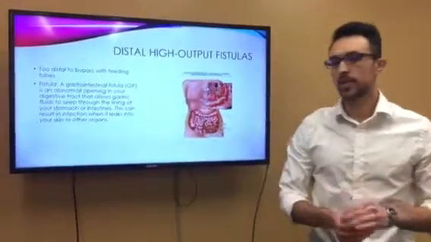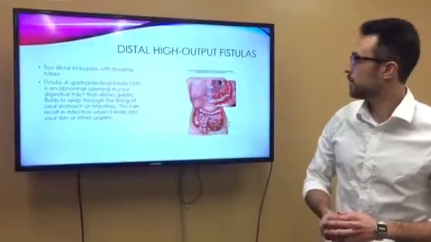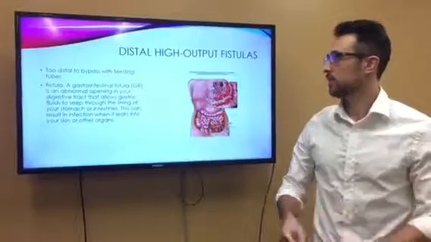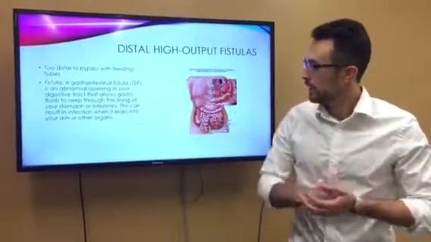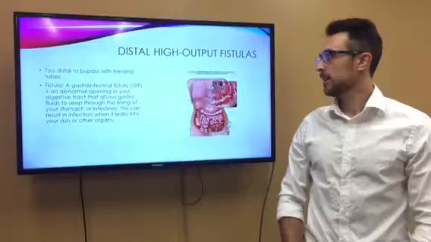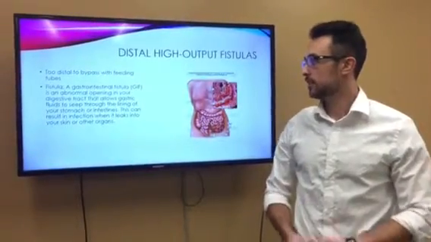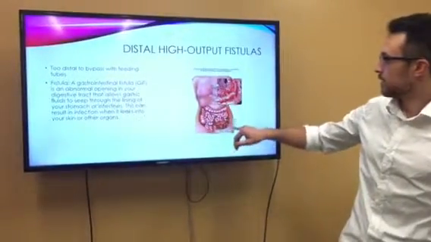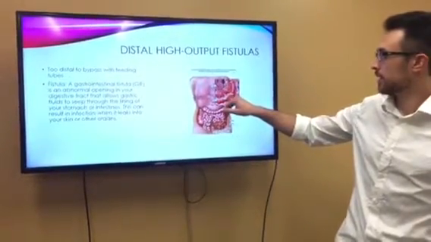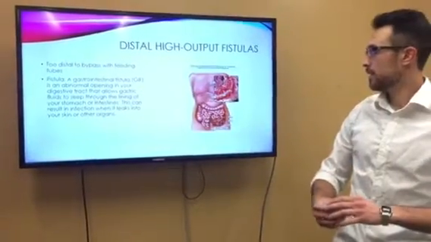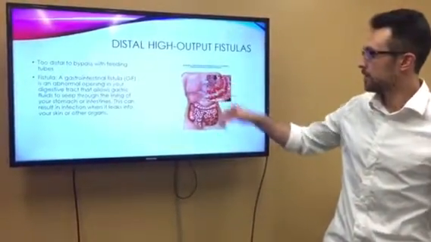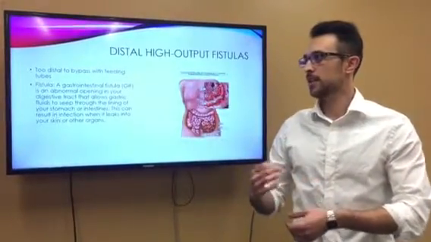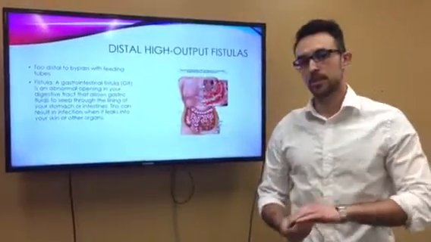Another contraindication is a distal high output fistula. A gastrointestinal fistula is an abdominal opening in your digestive tract that allows gastric fluids to seep through the lining of your stomach or intestines. This is an image that shows what it looks like. The problem with this is that when this happens, the fluids start to leak subcutaneously under the skin, and this can increase the rate of infection.